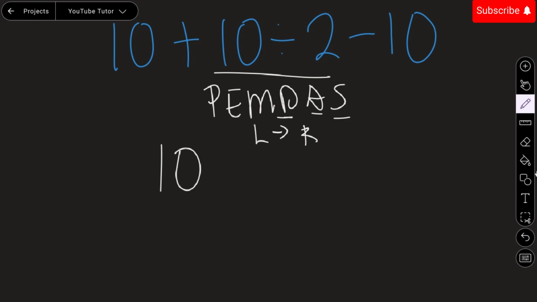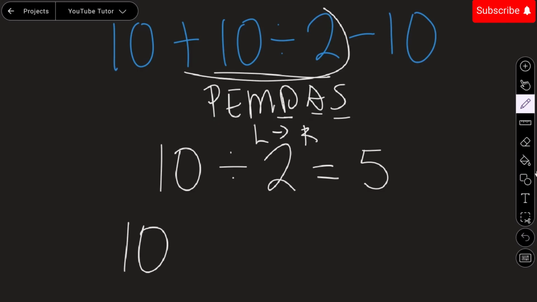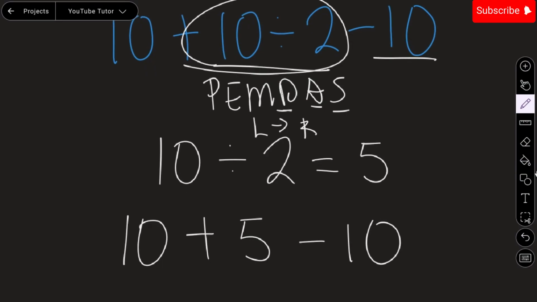Now we have 10 divided by 2, which gives us 5. So we are left with 10. This gives us 10 plus 5 minus this 10.